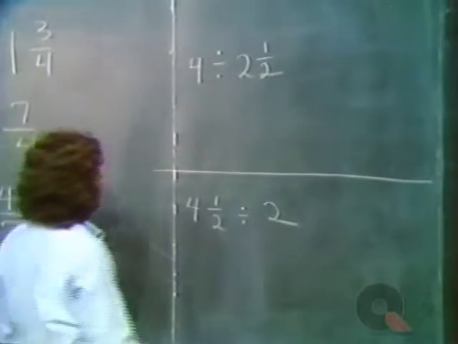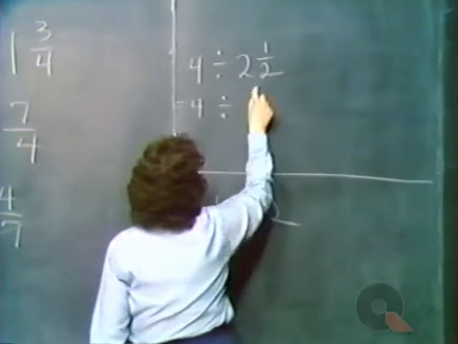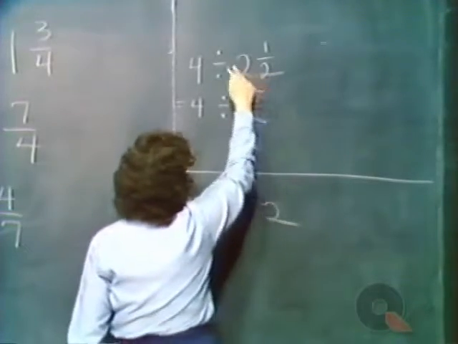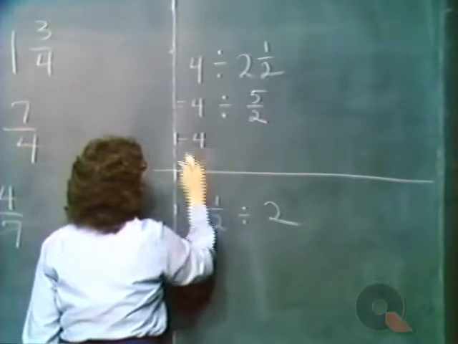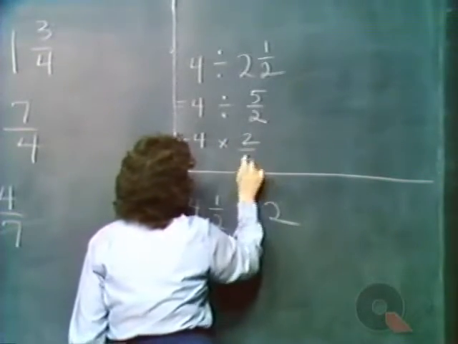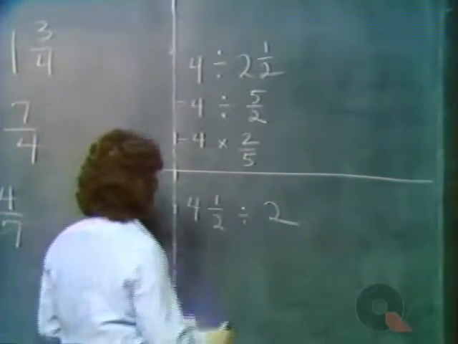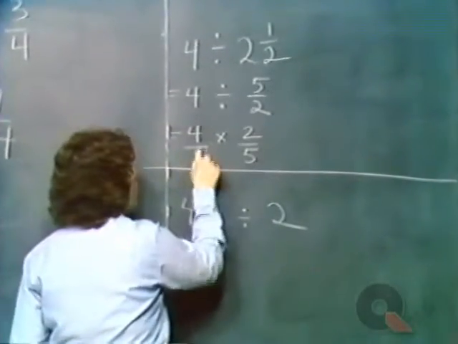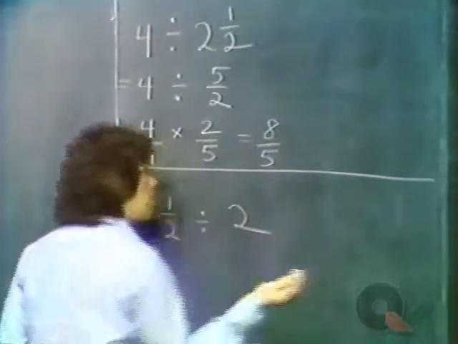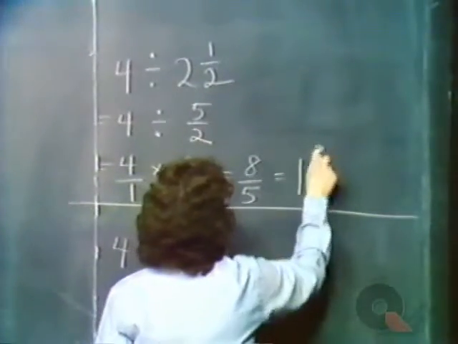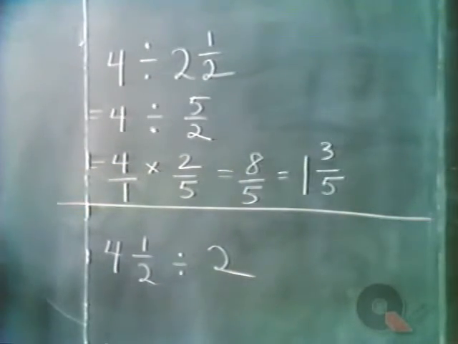4 divided by 2 1/2. This would be 4 divided by 5 halves. 2 times 2, 4 plus 1, 5, which is 4 times 2/5. You invert and multiply, so you're multiplying by 2/5. And that gives us an answer. Remember, 4 is really 4 over 1. So that gives us an answer of 8/5, or possibly it might be written as 1 3/5, which is equivalent to 8/5.